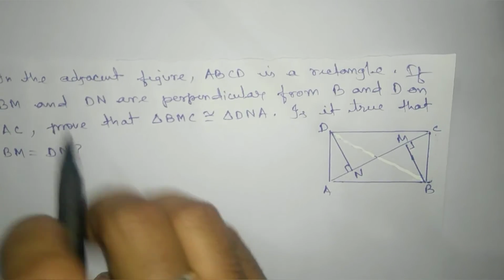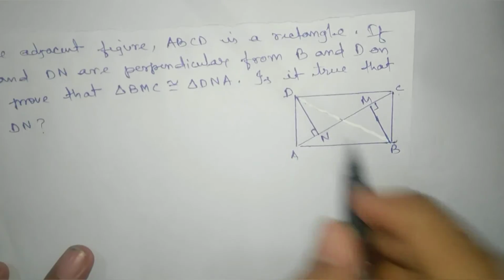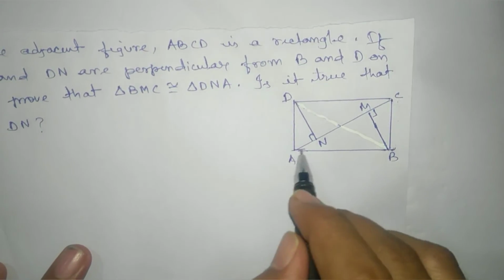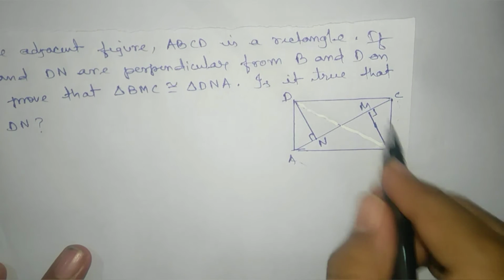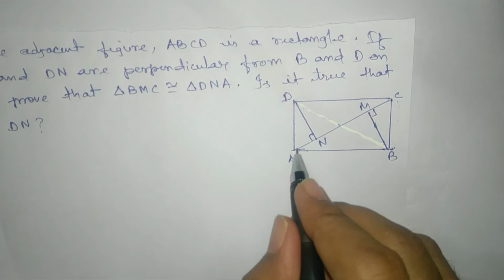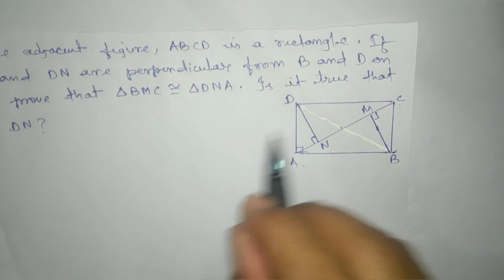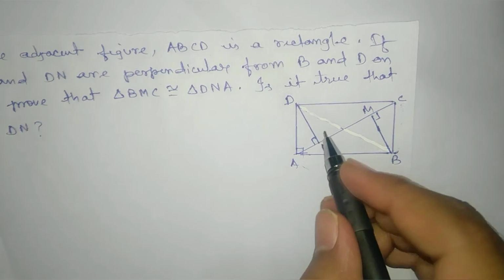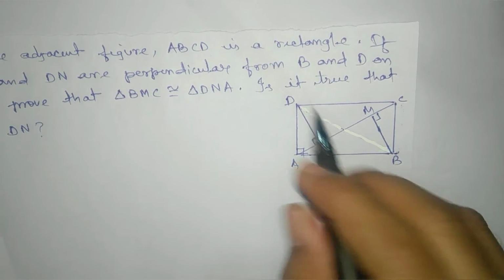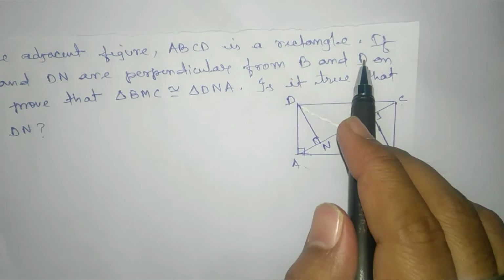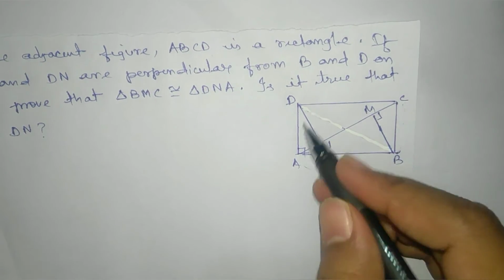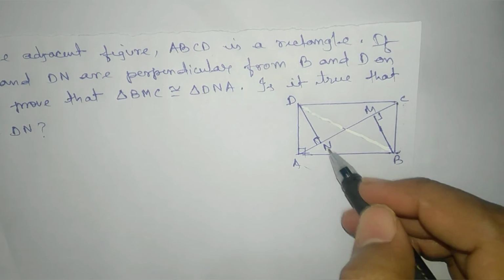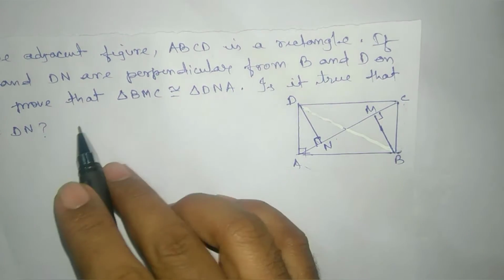Okay, in the adjacent figure, ABCD is a rectangle. See here we have this figure, and this figure has a name called rectangle. That means it gives you 90 degree. If BM and DN are perpendicular, it means they make 90 degree from D and B. So here we have one is D and there's B, and they are making a perpendicular on AC.